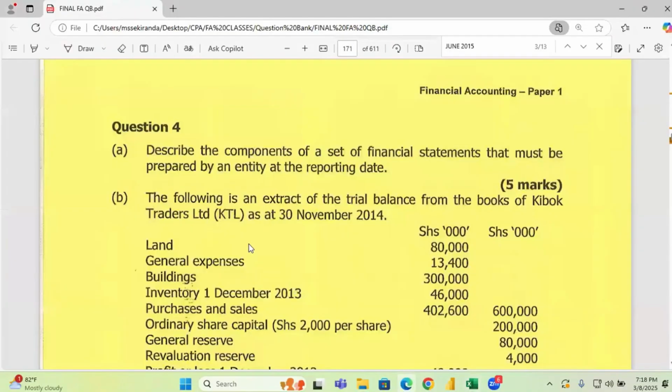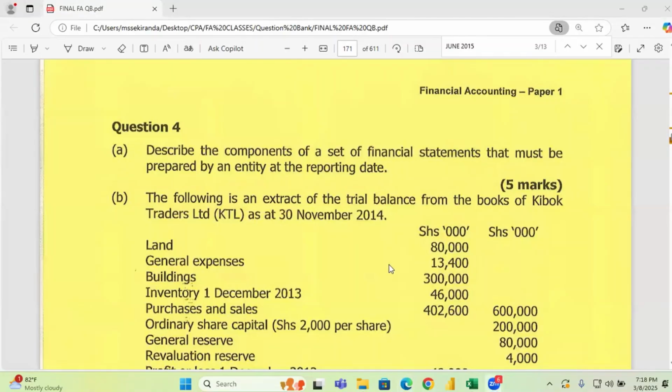So when you go to the question here, I'll not go through part A. Actually, I surprisingly asked part A to the physical class students, and they didn't know. And yet I taught this. Describe the components of a set of financial statements that must be prepared by an entity at the reporting date. So can someone tell us the components of a set of financial statements?